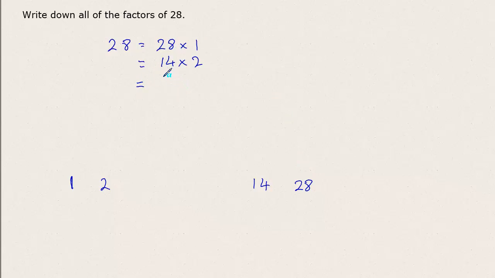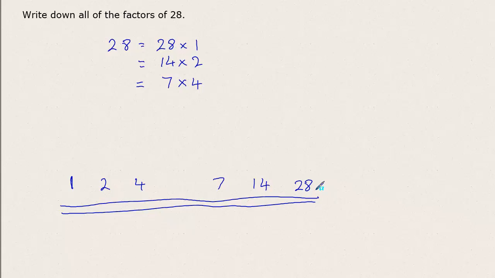We can also make it by 7 times 4. So 4 is a factor, and so is 7. And for 28, we can't find any more factors. So this is a list of all of the factors of 28.